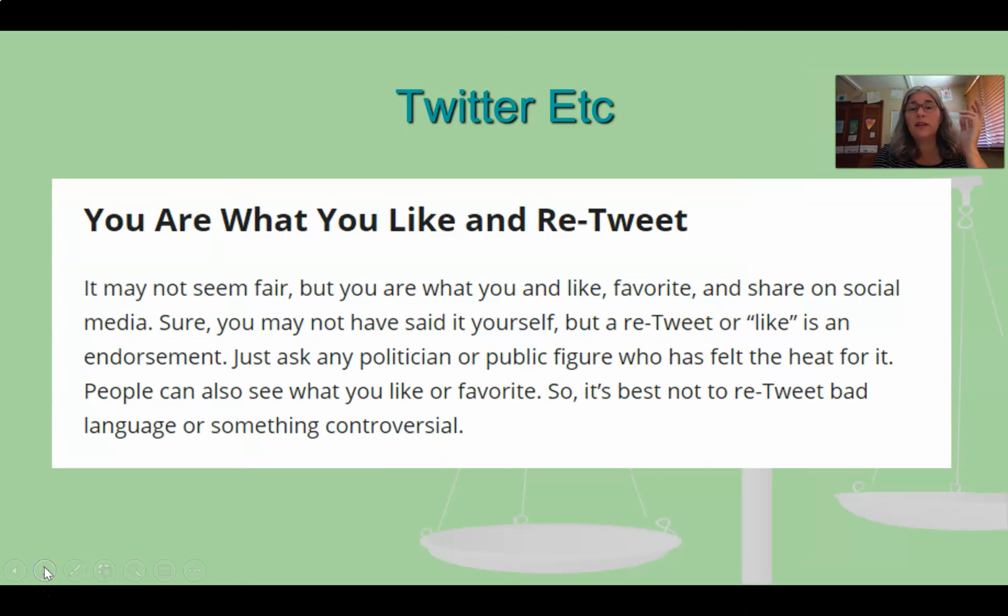Same thing with Twitter. The idea that you are what you eat, okay, you are what you like and what you retweet. So by retweeting what someone else has put out there, it's the same thing as endorsing it, and that can get you in trouble too.